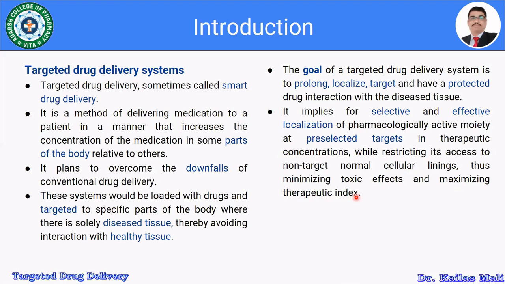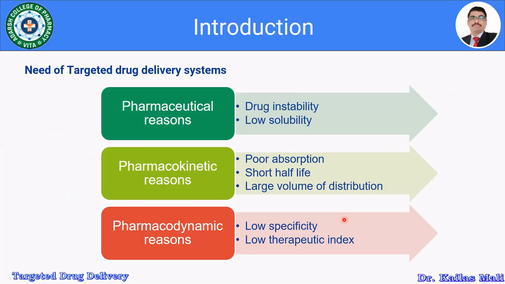So the targeted drug delivery system is a selective and effective localization of pharmacologically active moiety at a pre-selected target in a therapeutic concentration, while restricting its access to non-target normal cells, and thus minimizing the toxic effects of the drug and maximizing the therapeutic index. So this is about the targeted drug delivery system.